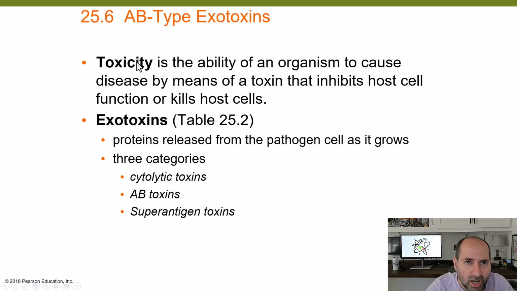Now, moving on to toxins. First of all, some terminology for you. Toxicity is the ability of an organism to cause disease by means of a toxin that inhibits host cell function or kills host cells. Toxins are produced by microbes that inhibit or kill host cells. Exotoxins are proteins that are released from the pathogen cell as it grows. There are three categories: cytolytic toxins, AB toxins, and super antigen toxins.